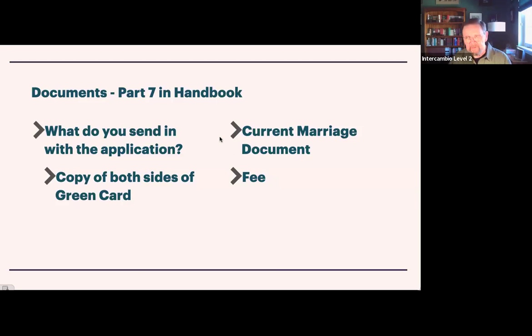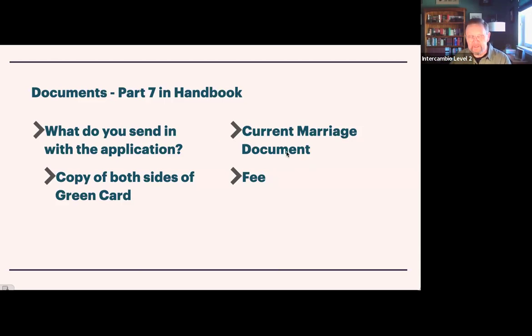The documents you need to submit with your N400 are pretty straightforward. For most people, when you send in your application, either doing it online or mailing it in, you only have to provide a copy of the front and the back of your green card. Make sure your green card is current, hasn't expired, by the way. Front and the back of the green card, and also a copy of your current marriage certificate, current marriage document.